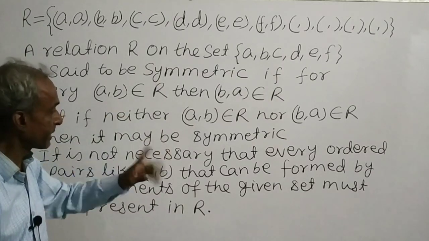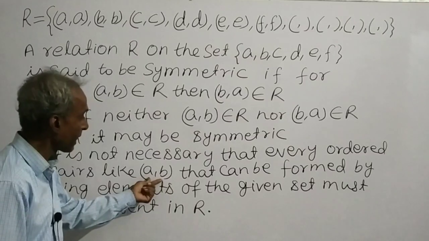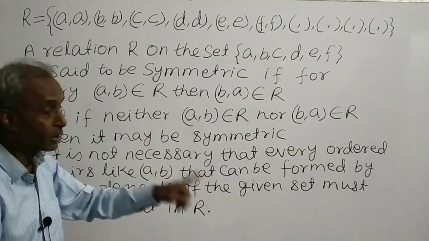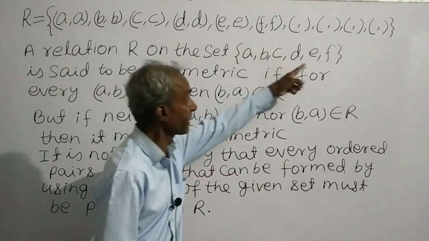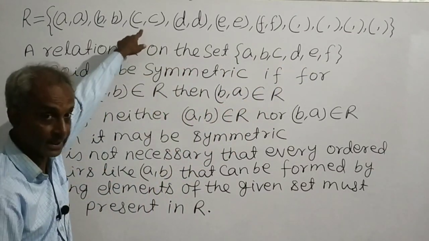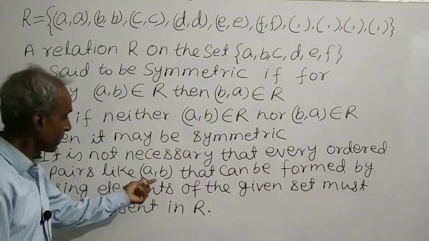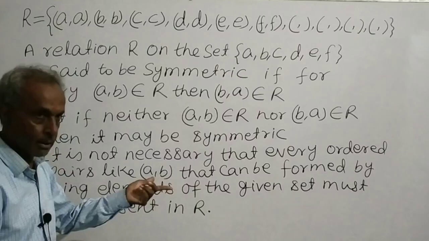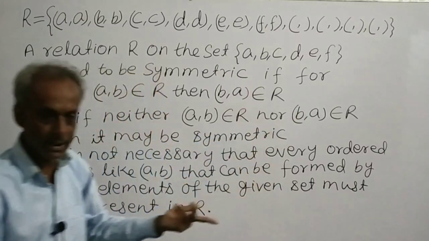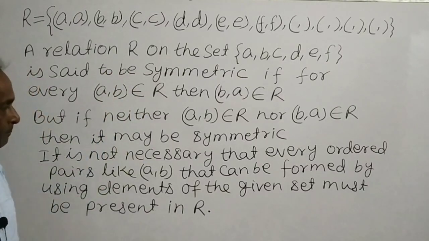It is not necessary that every ordered pair like AB that can be formed by using elements of this set must be present in R. This is not necessary. If AB is not present and BA is not present, then it may be symmetric.